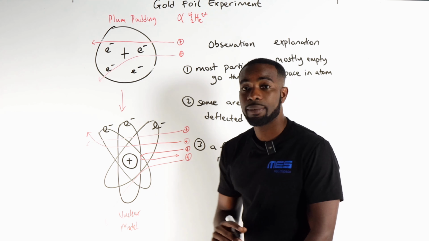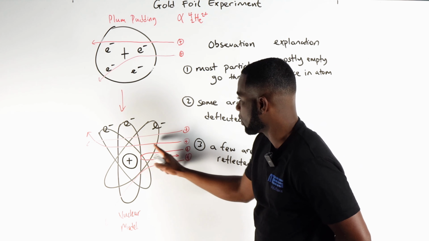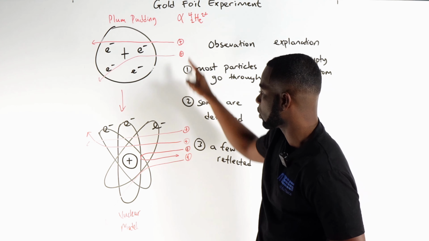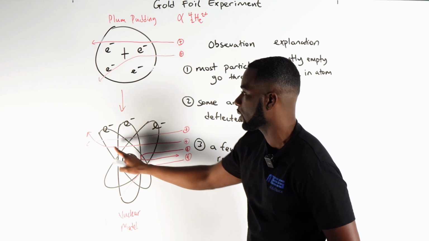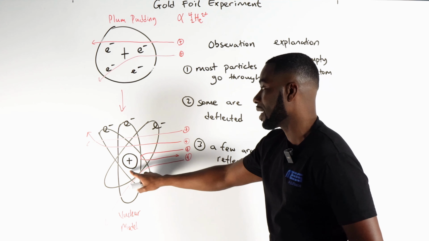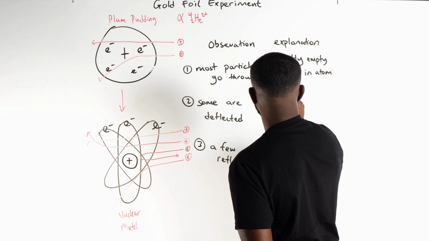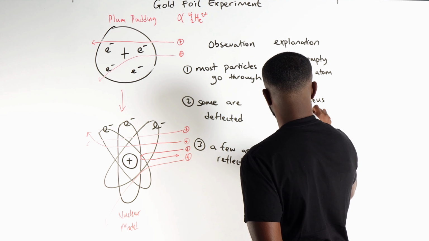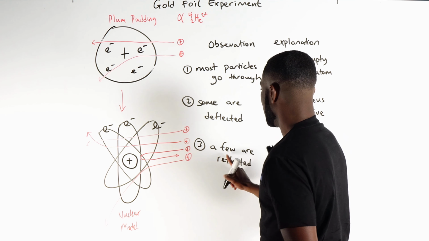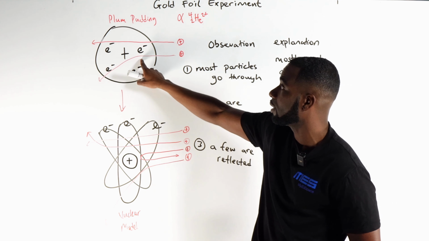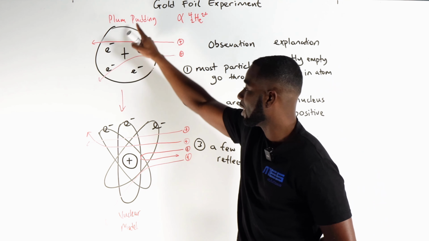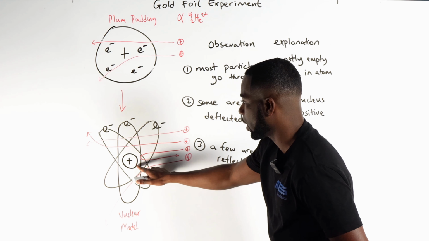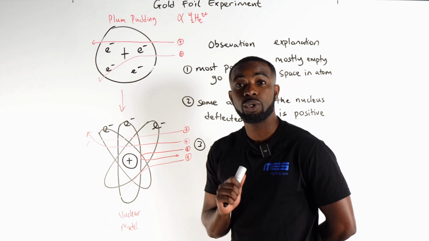The second thing, the fact that some of them are deflected, and you can see slight deflections here, is because we have a positive charge on our alpha particle and a positive nucleus. We expect them to repel each other, and therefore we must have a positive nucleus here. So the nucleus is positive. And the very last one is how a few of them are reflected, which definitely does not happen in the plum pudding model. That's why we had to change the model to the nuclear model, and that's because there is a concentration of mass in the middle, so that nucleus is very dense.